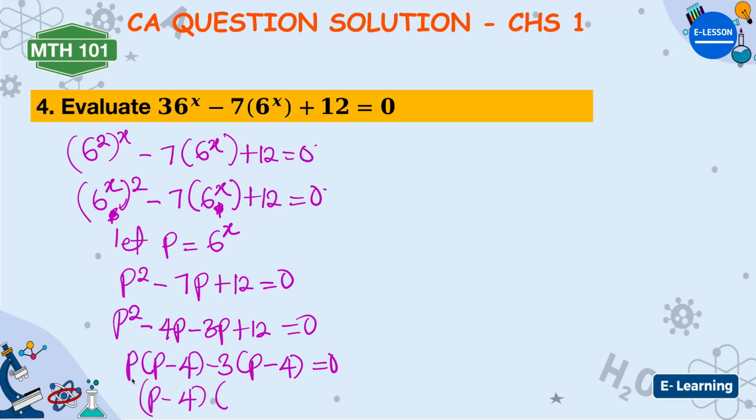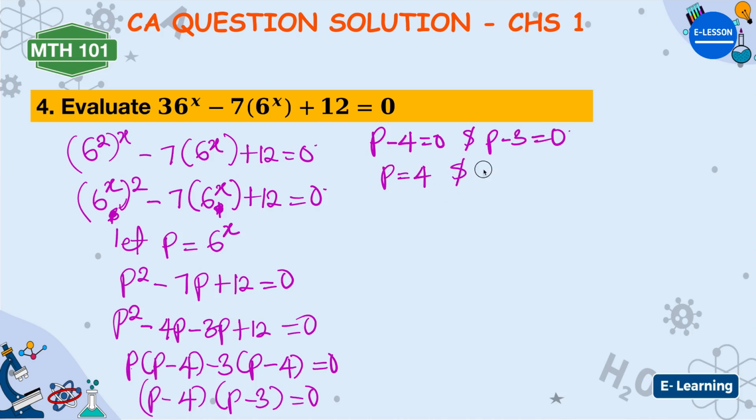According to basic mathematics, when you have something like this, you collect the p in one bracket and the minus 3 outside here. Everything will give us 0. So at the end of the day, p minus 4 will be equal to 0 and p minus 3 will be equal to 0. So p now will be equal to 4 and p will be equal to 3.